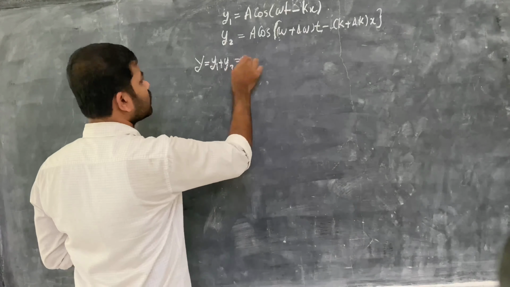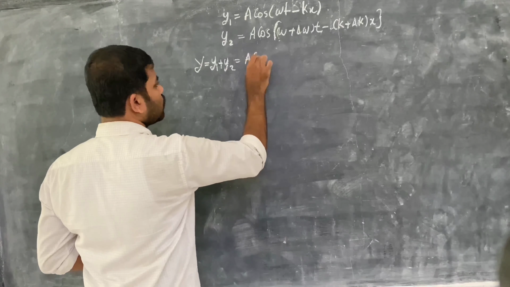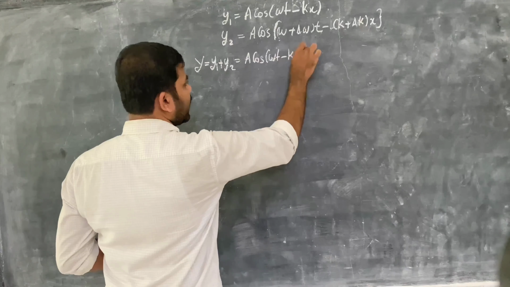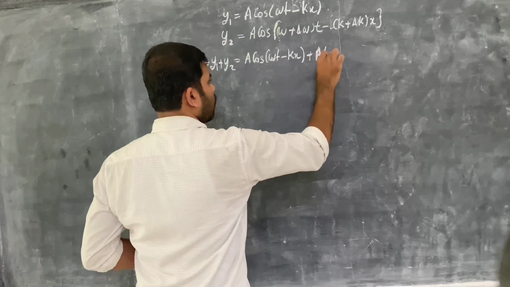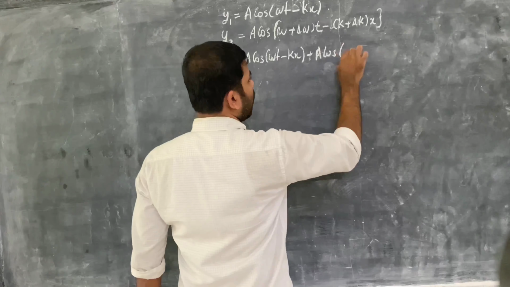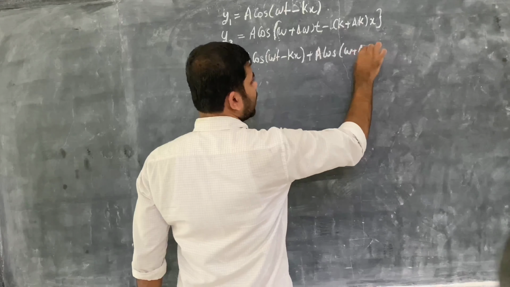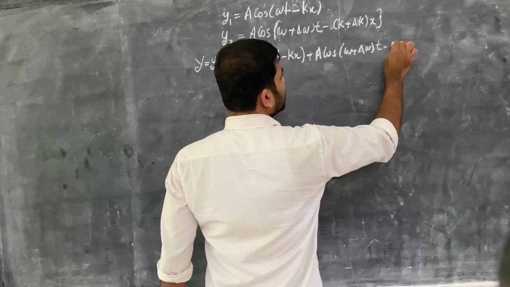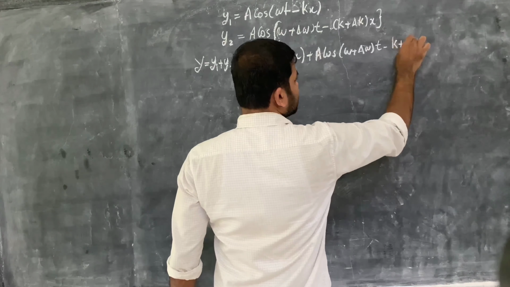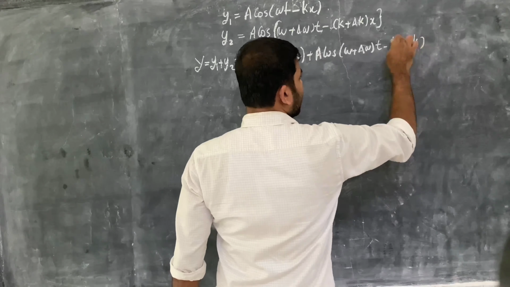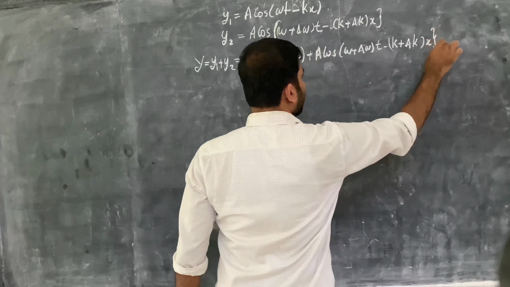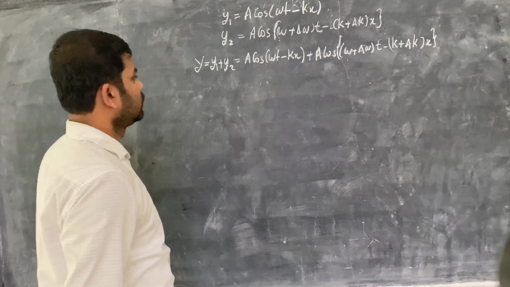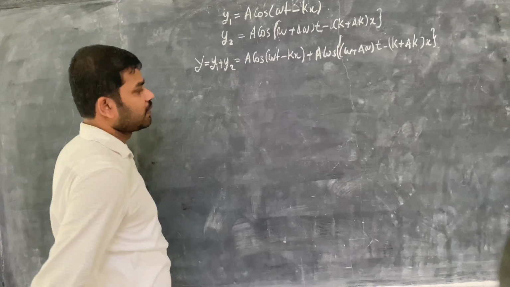According to the superposition principle, I can write y is equal to y1 plus y2. So that's equal to a cos(ωt − kx) plus a cos[(ω + Δω)t − (k + Δk)x]. All of these are inside the cos. So this is the resultant wave.